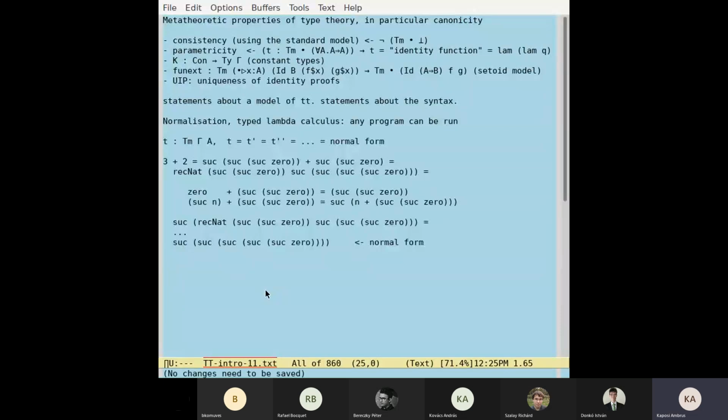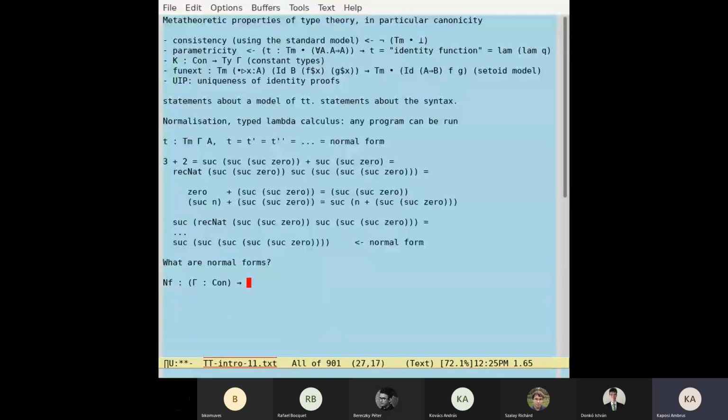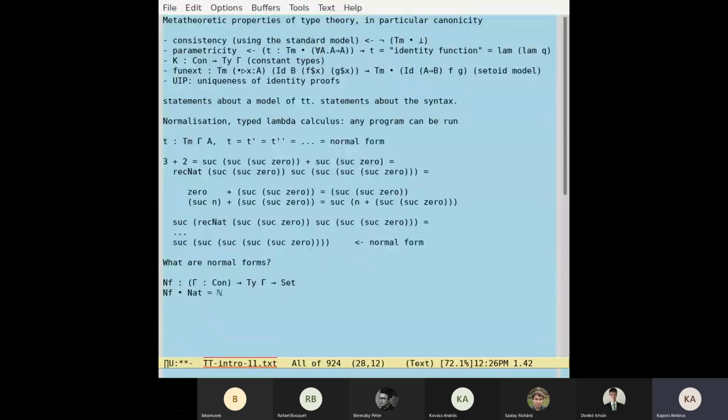Okay, so what are normal forms? Let me just say the specification is the following. We have some function NF, which from a context Γ and a type A gives us a set. For example, the normal forms in the empty context of type natural number is simply a natural number.